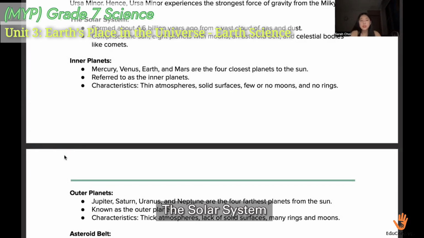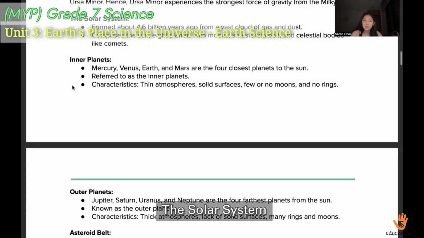Inner planets consist of Mercury, Venus, Earth, and Mars, which are the 4 closest planets to the sun, and they are referred to as the inner planets. So the characteristics of the inner planets are thin atmospheres, solid surfaces, few or no moons, and no rings.